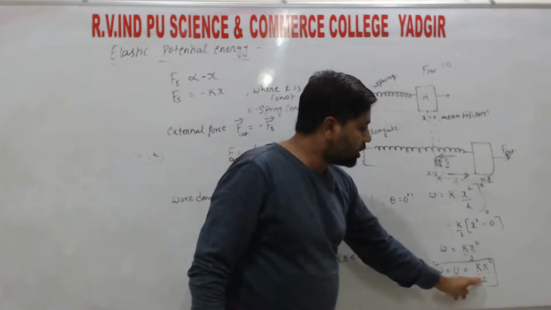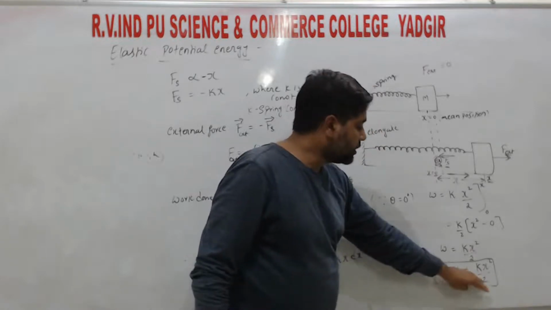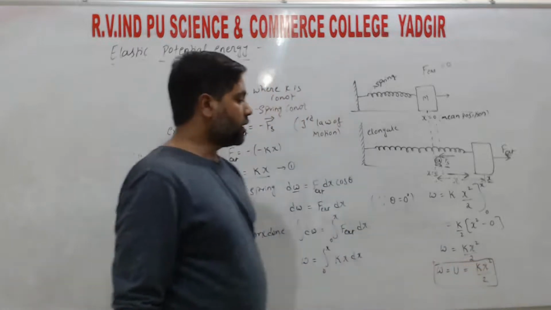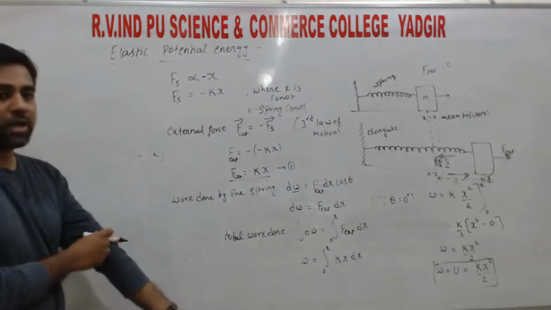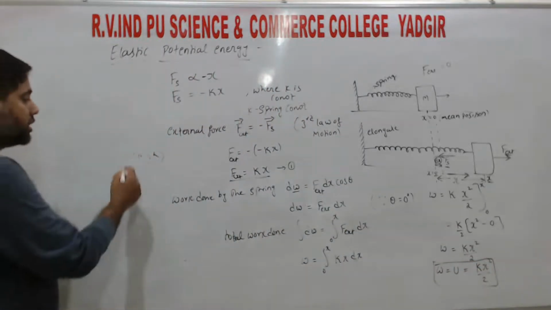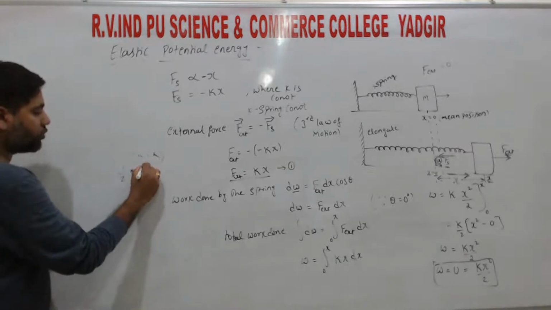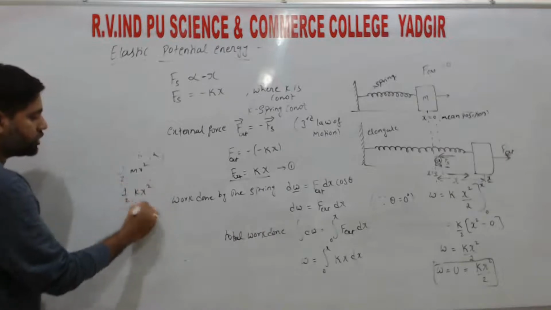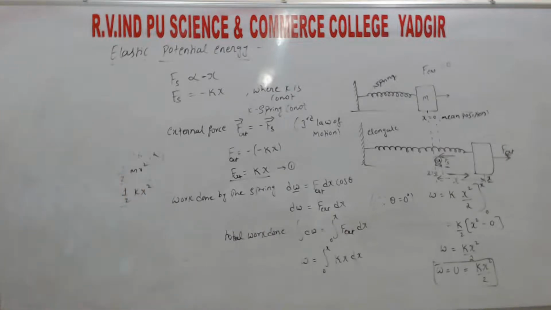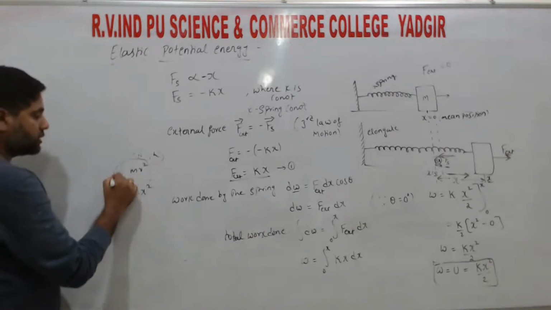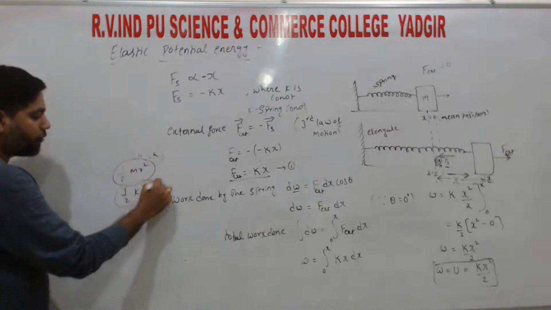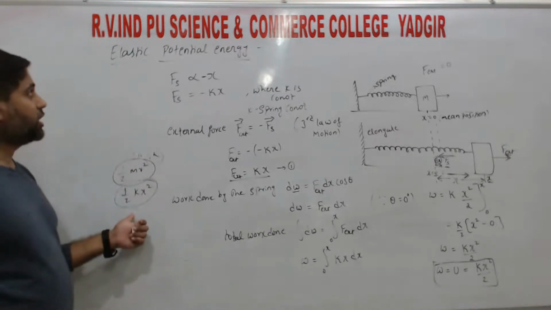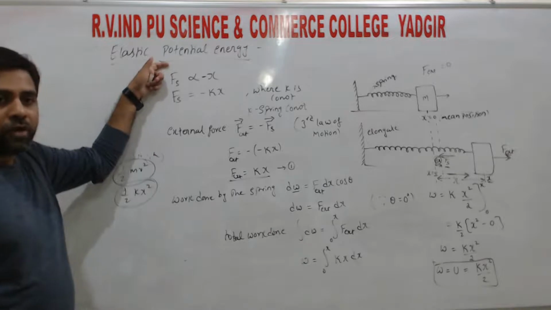This is similar to half mv square, but just because of that, on seeing this you should not call it kinetic energy. The kinetic energy relation is half mv square. Here we have half kx square. Almost both look the same, right? But half mv square is kinetic energy, and half kx square is the potential energy, that is in the case of elastic.